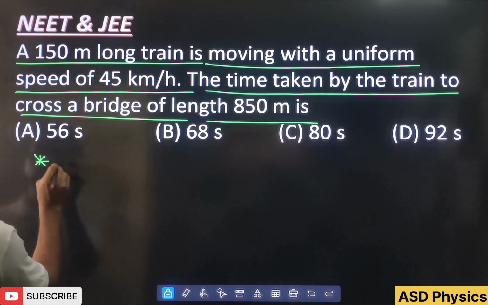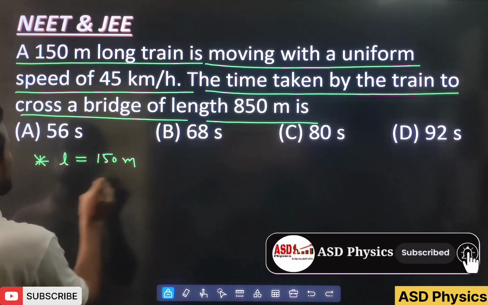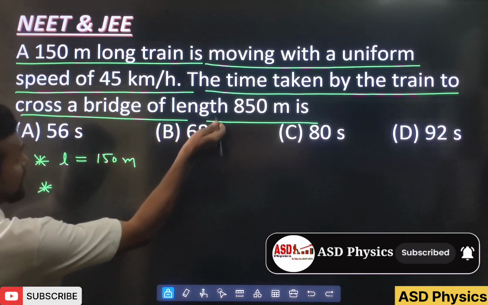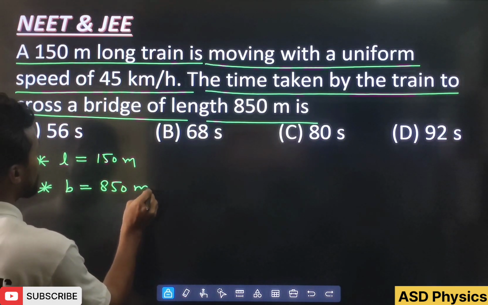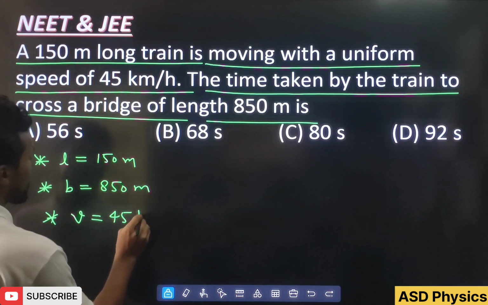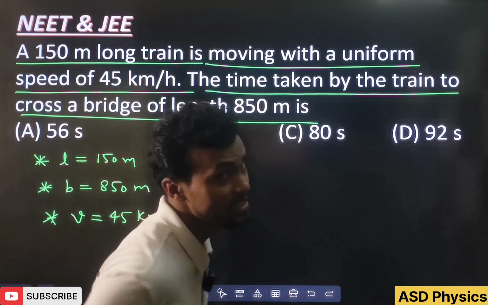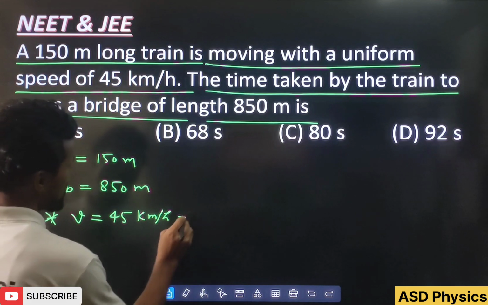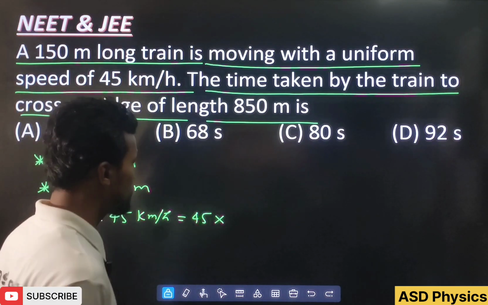So here we will write one by one. The length of the train is given here, 150 meter. After that, the length of the bridge, that means B, is given here, 850 meter. And after that, the speed of the train, the uniform speed, is given here 45 km per hour. But you can see all the options are in a different unit. So students, here we have to convert 45 kilometer per hour to meter per second.